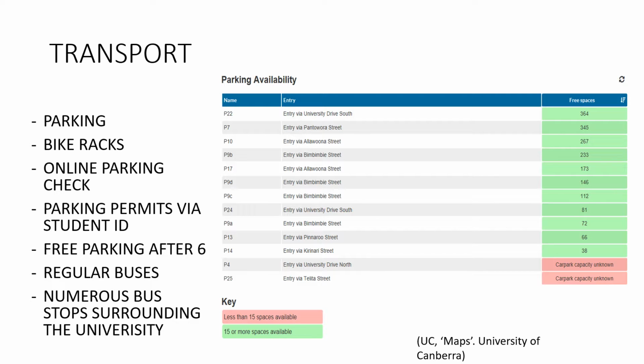With bus stations close to most exit points of the university, it is very accessible to use public transport to commute to classes. The online website for parking at UC is well thought out, as you can see below. It shows what car parks are left, where they are left, and if it's a permit or casual parking.